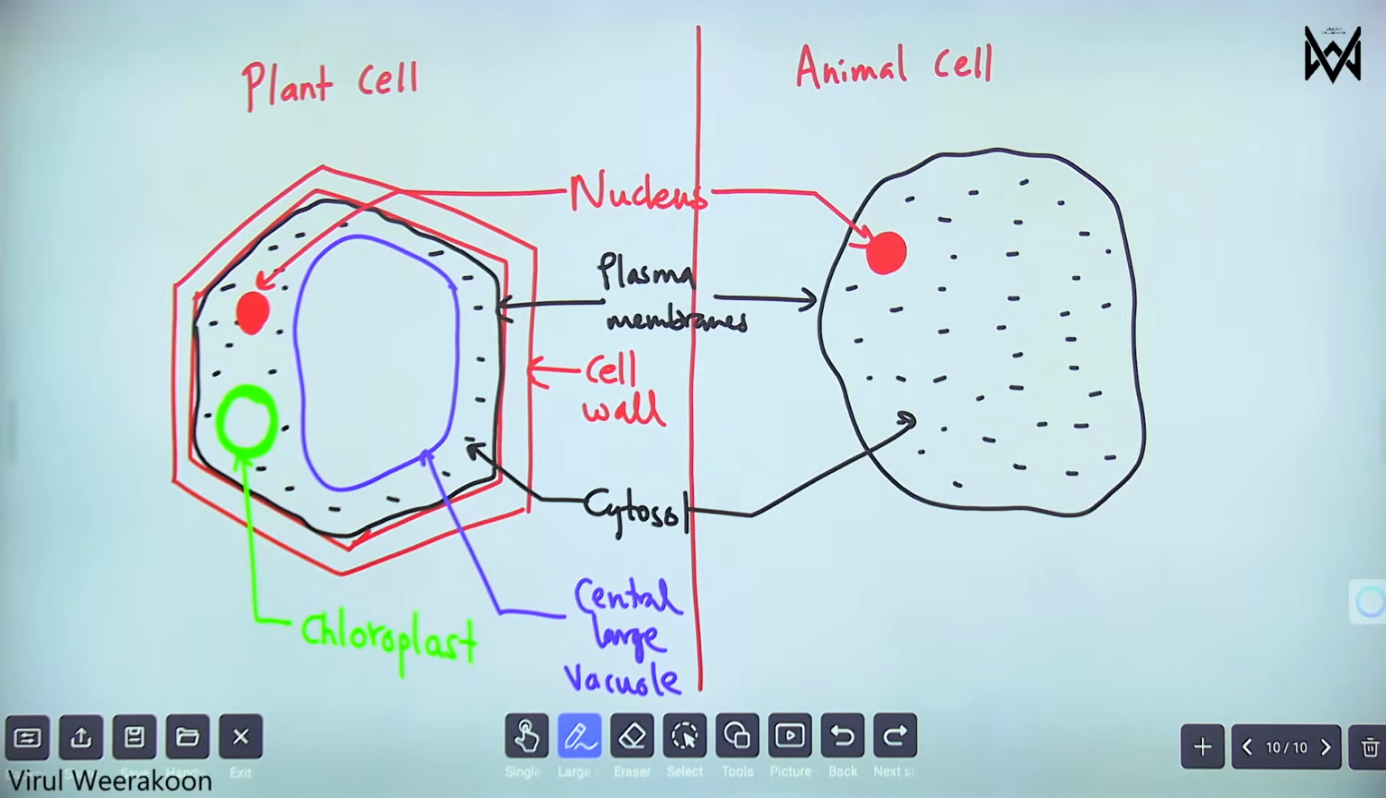Right. So those are the key differences we can notice.